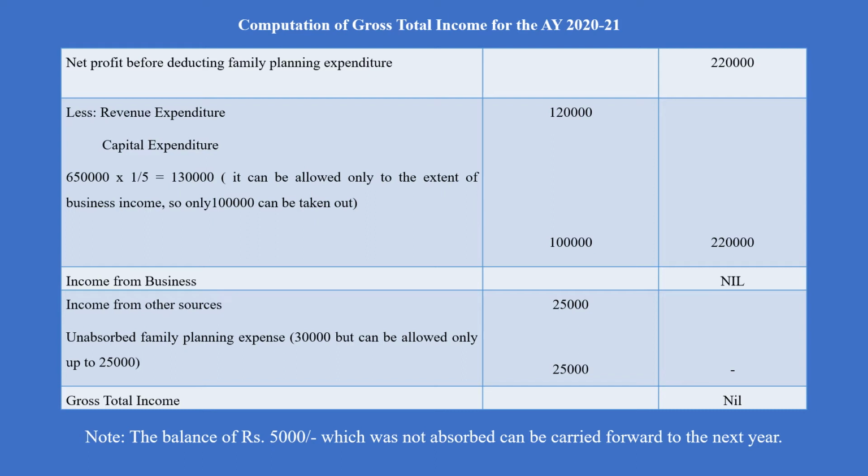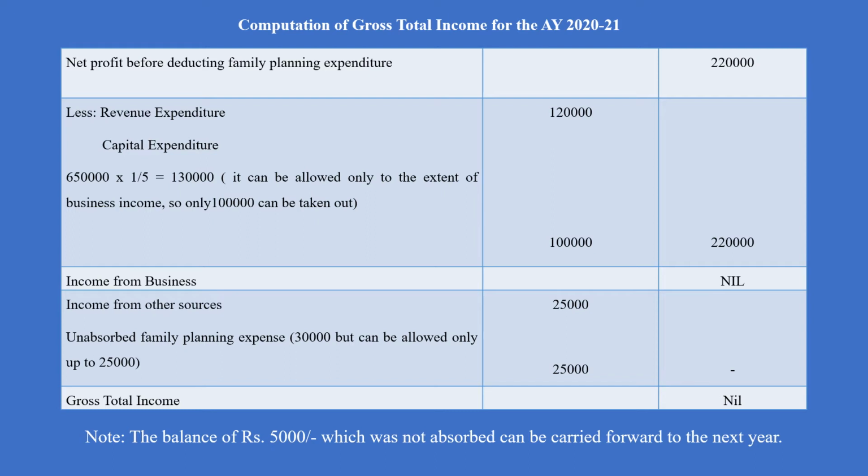So in the same year, you also have a loss, unabsorbed family planning expense of 30,000, which you were not able to do before. Capital expenditure, that 30,000, only 1 lakh you were able to give, 30,000 is remaining there. So this 30,000 can be set off against the income from other sources. So because it is your own income, the same person's income, because he is getting an income from another source, that income 25,000 can be used to set off this family planning expense. So 30,000, out of the 30,000, you have an income of 25,000 from other sources. So till 25,000 you can minus it off.